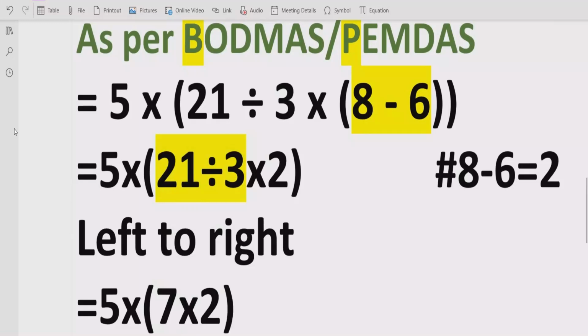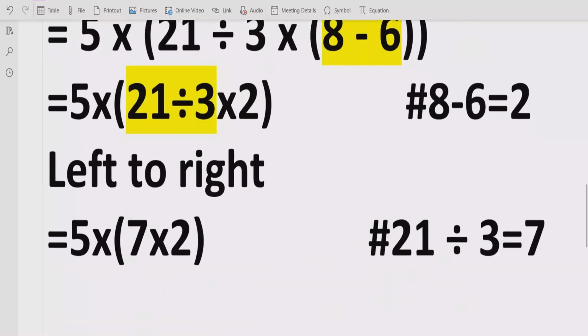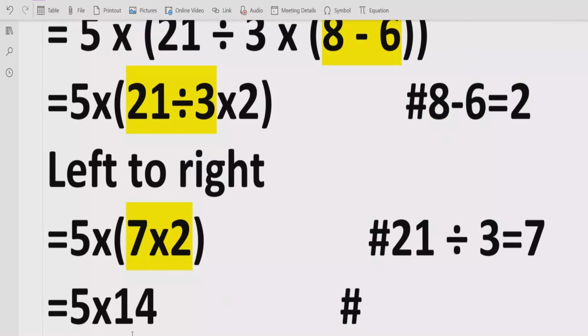Why are we not solving this one? First, we have to solve the complete bracket. So here we have the bracket, so we have to solve this one. And here we give the reference 21 divided by 3 equals 7. Now we have to see, again we have a bracket which is 7 multiplied by 2. So we have to solve 5 multiplied by 7 multiplied by 2, which is 14. And here we give the reference 7 multiplied by 2 equals 14.